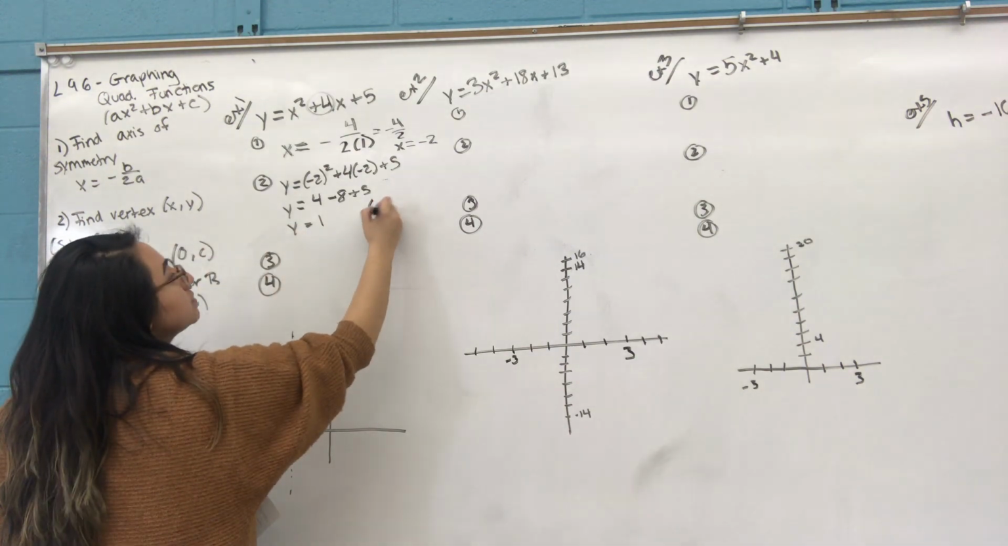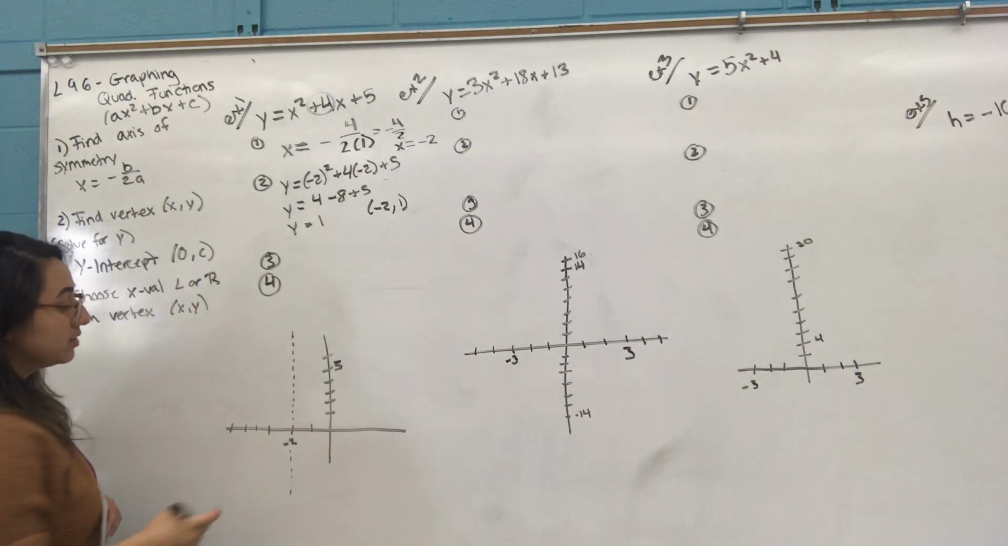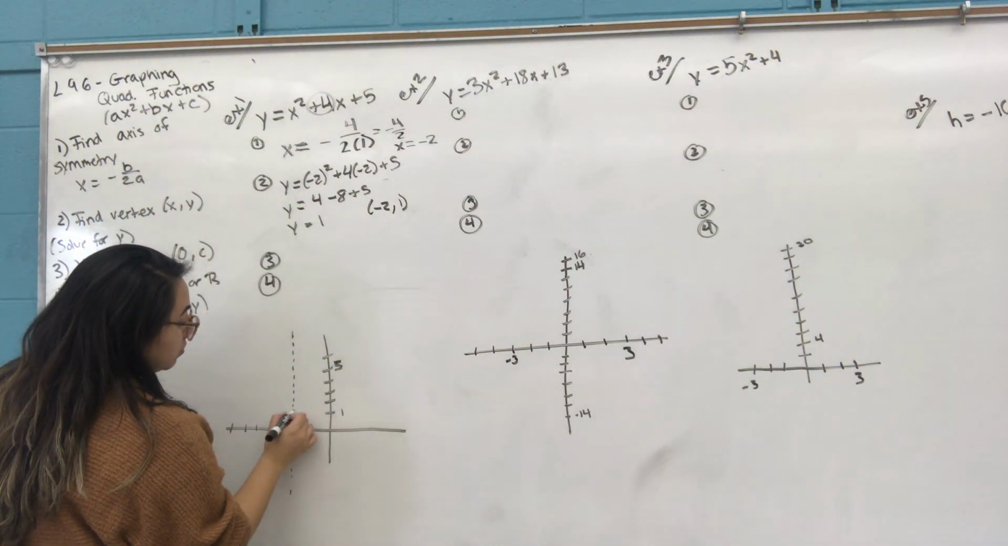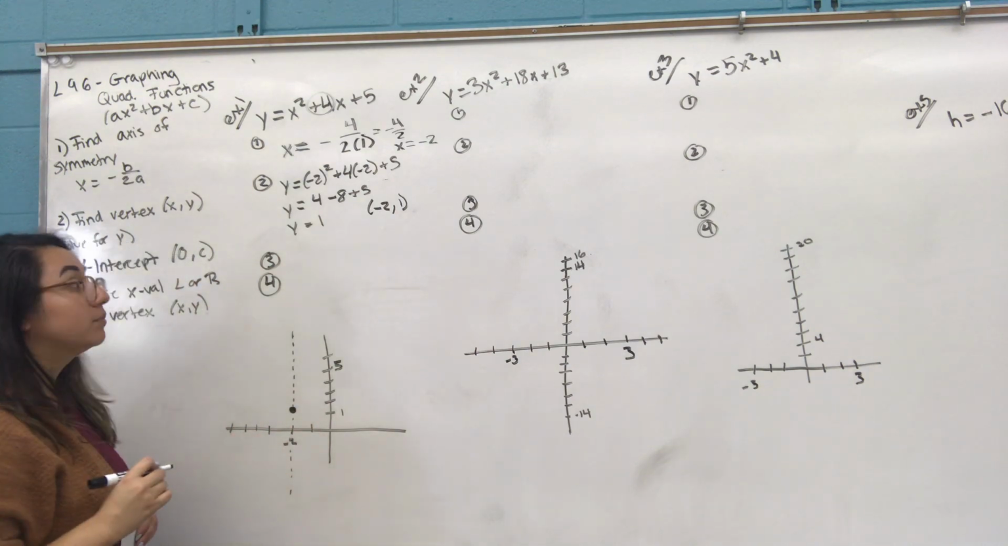So you have your x being negative 2. Now your y is 1. So if I were to graph that, negative 2, 1 will be right here. That is my vertex. That's my main point.